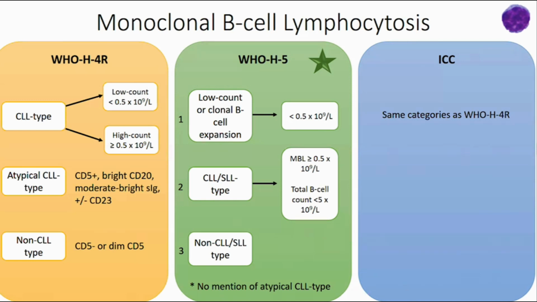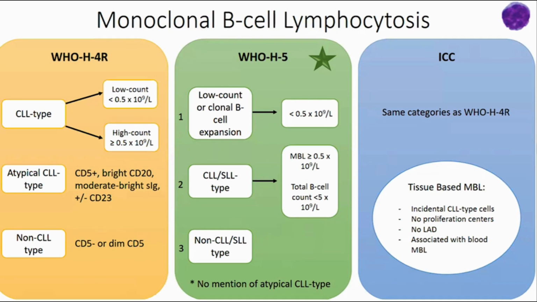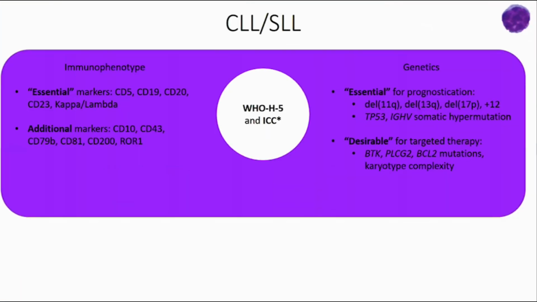As far as the ICC, the categories are the same as the 4R, but they do want to give credence to the tissue-based MBL and recognize it as an entity as long as cases don't show things like proliferation centers, there's no adenopathy bigger than, I think, 1.5 centimeters, and the peripheral blood is not diagnostic of CLL/SLL. Oh, and if you'll notice for the duration of this talk, anything listed in yellow is related to the 4R edition, green is the 5th edition, blue is the ICC, and finally things in purple are shared between the two new classification systems.